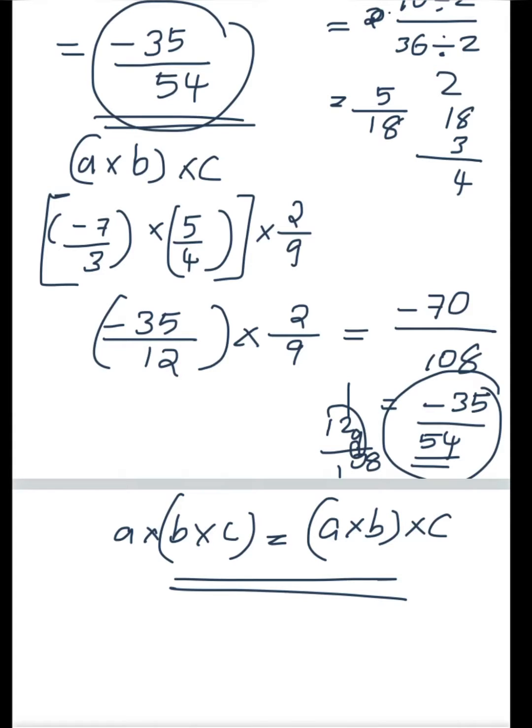Now let's see what is the case with division. Okay. Now for division, for any three rational numbers A, B and C, you have to check what? A divided by B divided by C, whether it's equal or not to A divided by B divided by C.